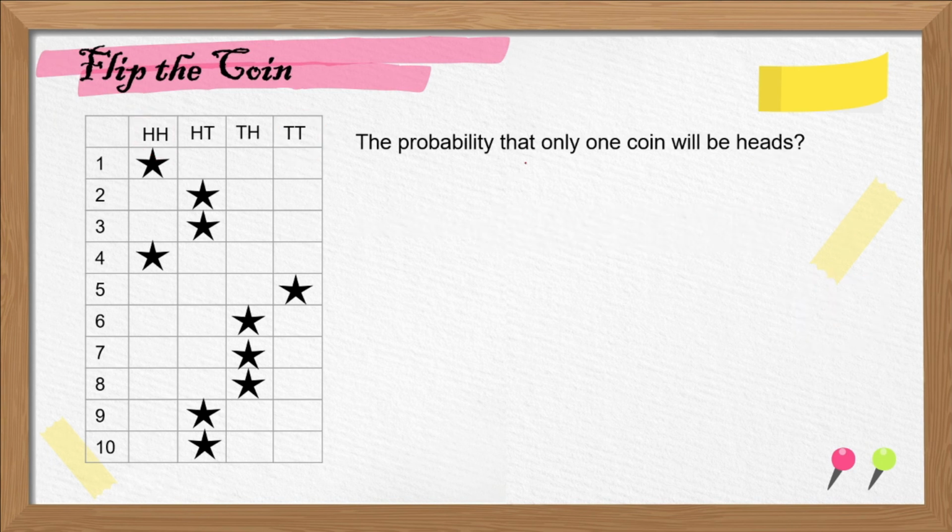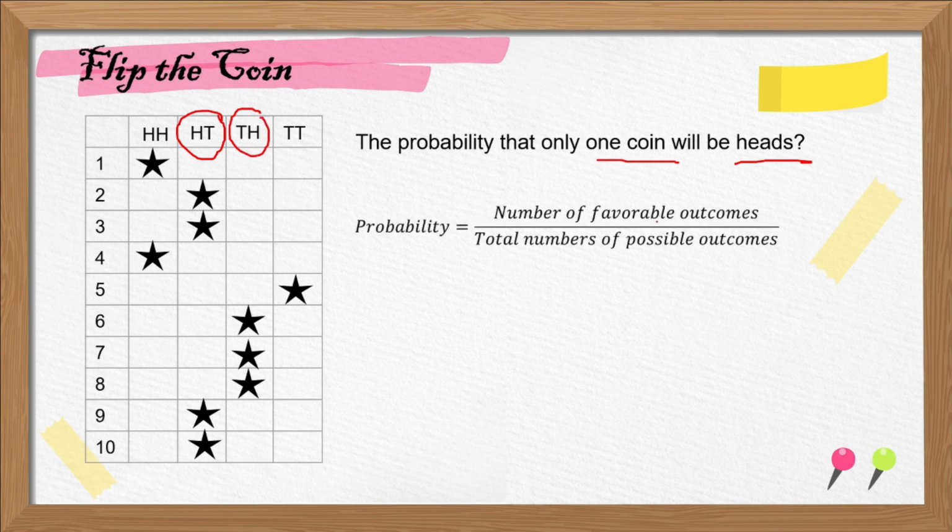What is the probability that only one coin will be heads? So, only one coin will be heads. So, we have heads, tails, tails, heads. So, the number of favorable outcomes we have is 2, then our total numbers of possible outcomes is 4. So simplify, we have 1/2.